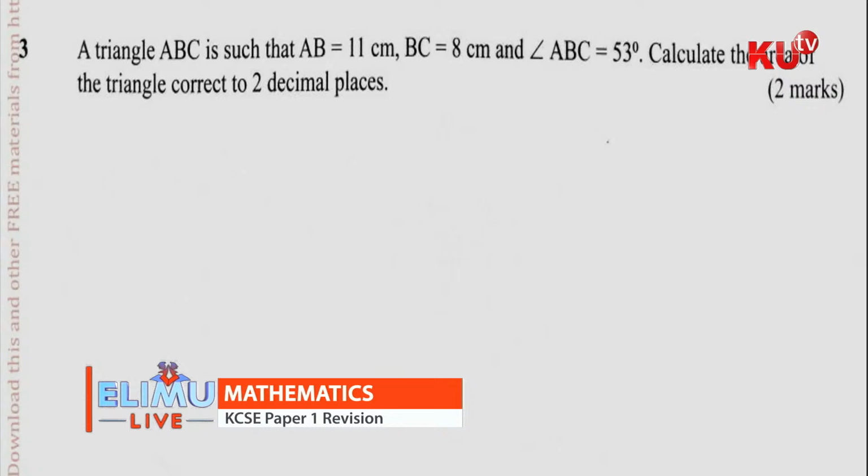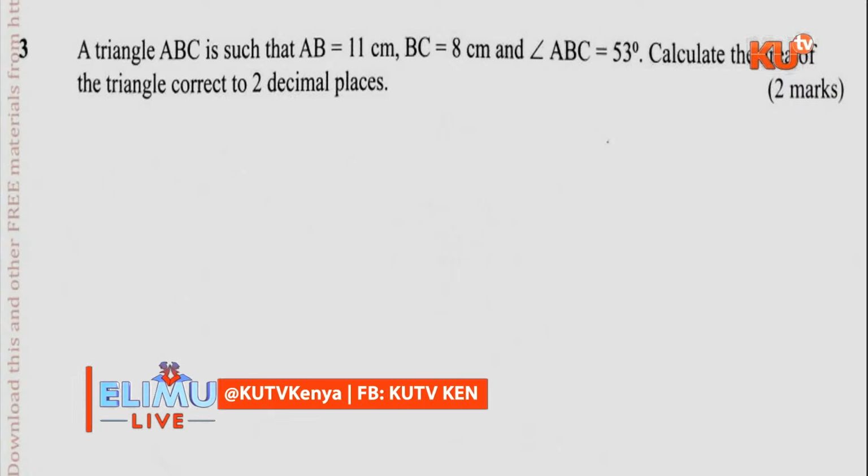So when you get such a question that is involving a diagram, it's normally advisable sometimes you give a sketch. So you just give a sketch of your triangle as per the question. You have AB equals 11 centimeters. You have BC equals 8 centimeters. Then angle ABC, that is this angle B here, equals 53 degrees. Then they want you to calculate the area of the triangle.